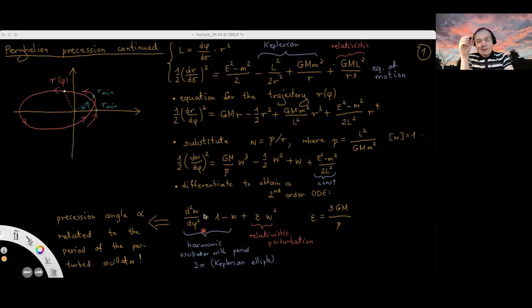This minimum is attained after 2 pi, because this is the period of this oscillator, and this corresponds to exactly the same point. But if this period changes a little bit, then this minimal value, the perihelion, will be attained after a slightly different angle, and the difference between this angle and 2 pi will exactly encode our perihelion precession angle. So in the end, what we are really after is not so much the exact solution of this perturbed equation, but rather the change of the period because of the appearance of this term here. And this is exactly what we will do now. We'll try to calculate the change of the period of the solution in the presence of this term.